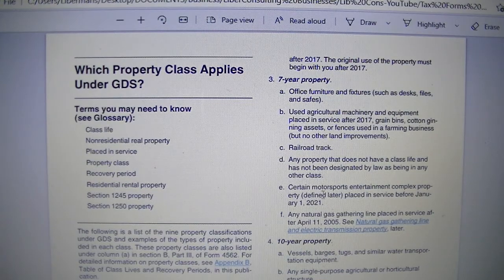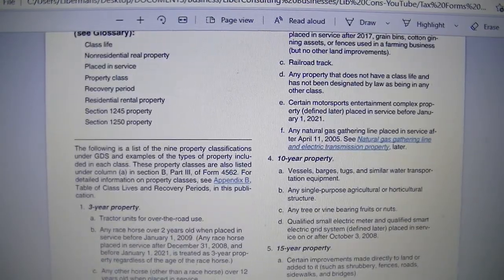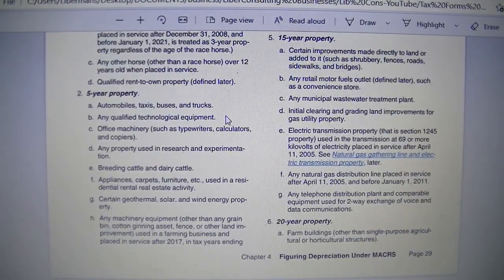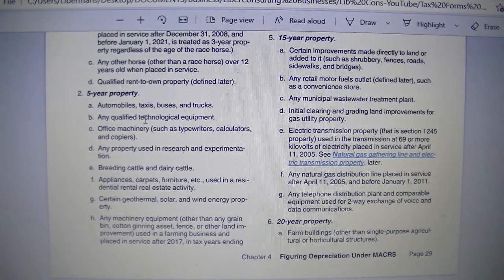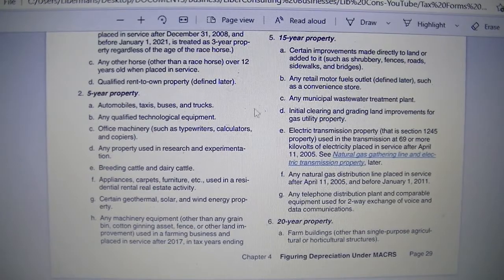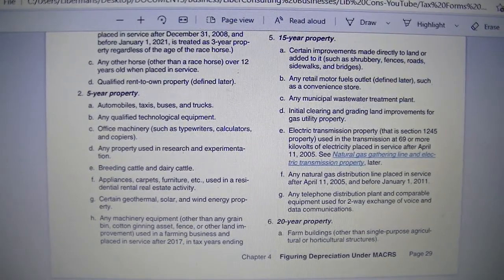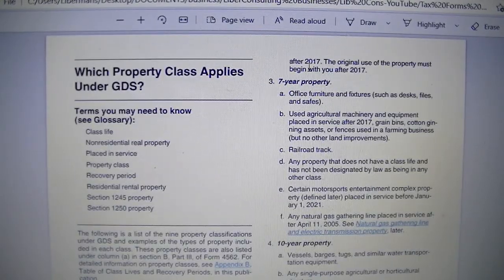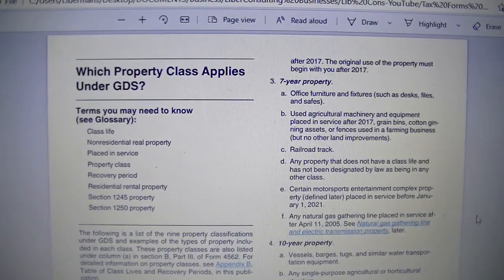So not even office equipment is listed in the 7-year property. It is a 5-year property because we have technological equipment under 5 years. So office equipment related to technology will be in the 5-year, and office furniture and light fixtures will be 7-year property.